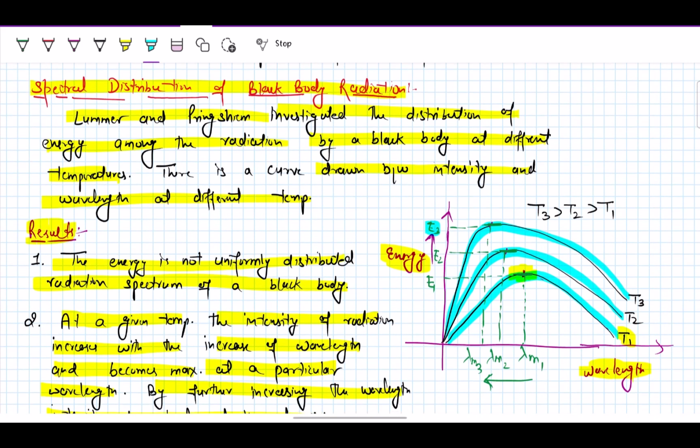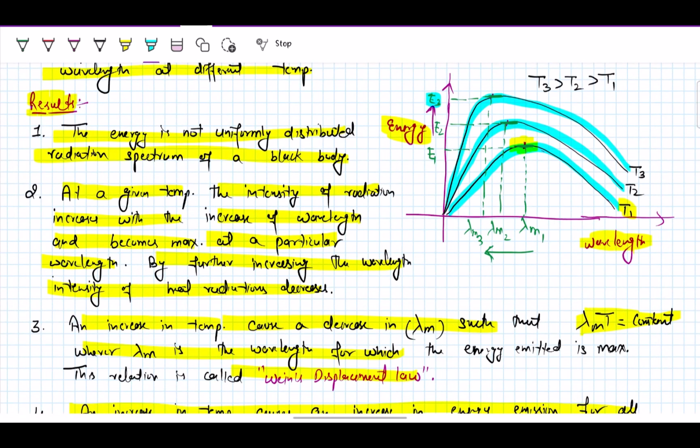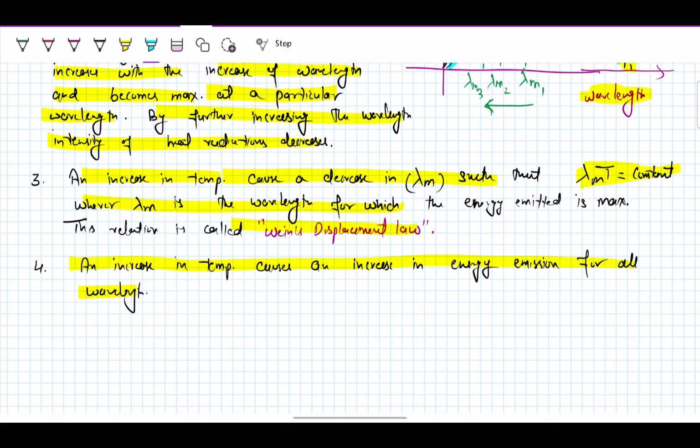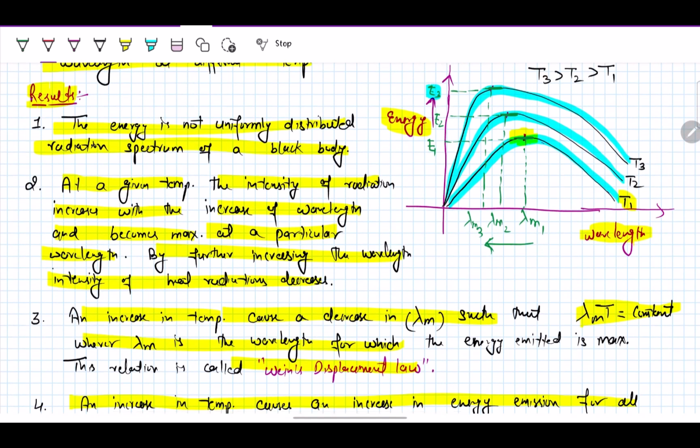All right, now what is the question for the whole scientific community? We need to explain these results. Okay, we need an explanation for these findings. So there are a number of scientists who gave their theories to explain this spectral distribution, but one of the best explanations is given by Planck. Okay, so the next topic will be Planck's radiation law. Planck gave the best possible explanation towards this distribution of black body radiation.